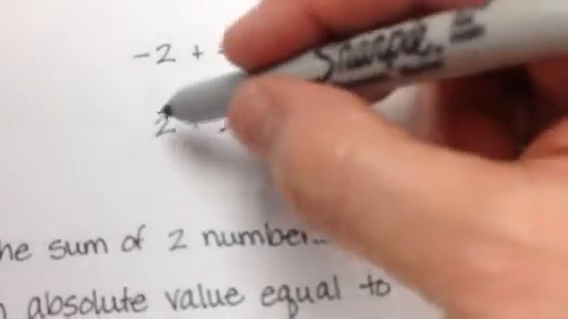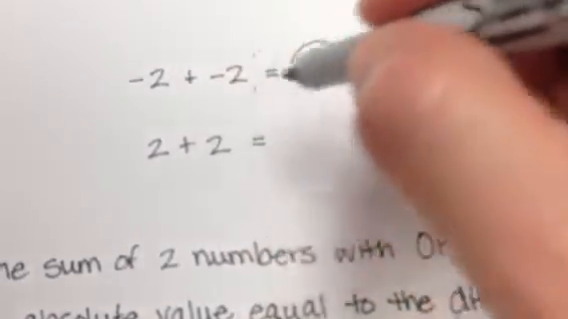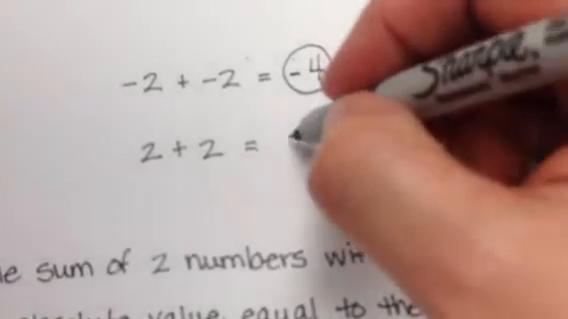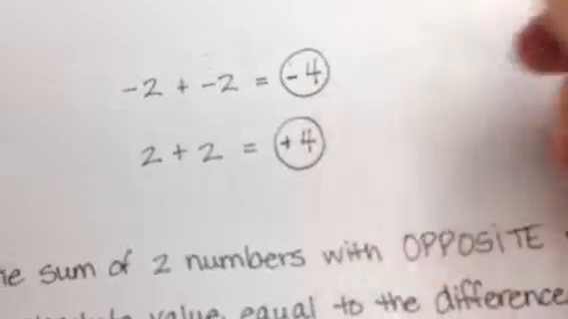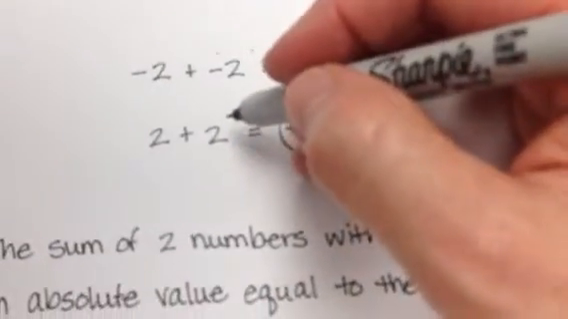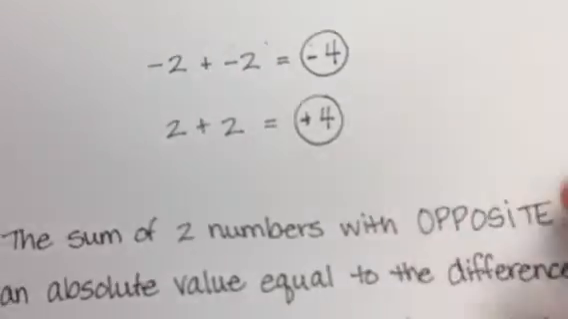Now this one, if there is no sign, that means they're positive. So I have a +2 plus a +2. Hello, that's going to be a +4. Because it's 2 places from the 0, then 2 more places from the 0, so we get +4.